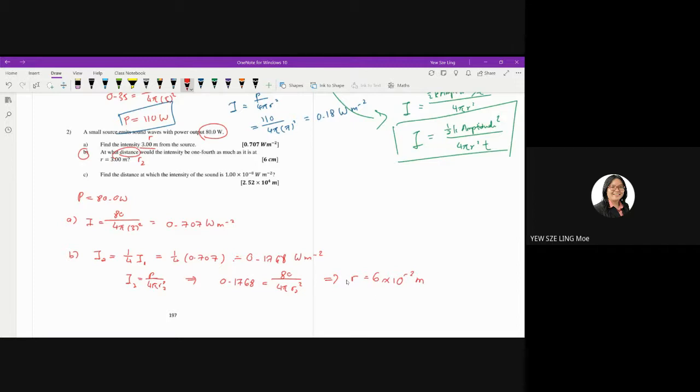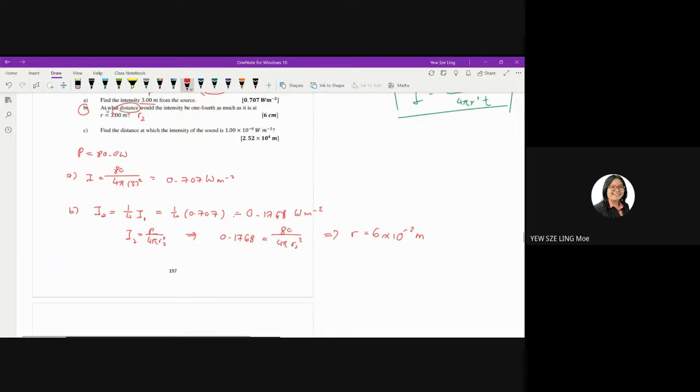6 cm or 6 meter? Class, what value did you get when you calculated? I think it should be 6 meter, right? Let me check. Yeah, I think it should be 6 meter, not 6 cm. I think the final answer is wrong. All right, you guys check first. I think it should be 6 meter. So I think this is wrong.